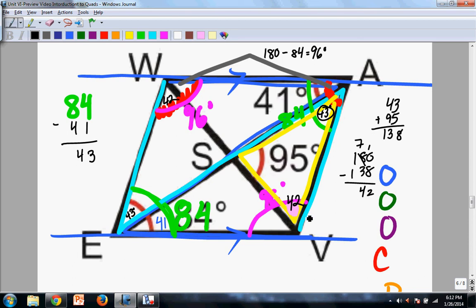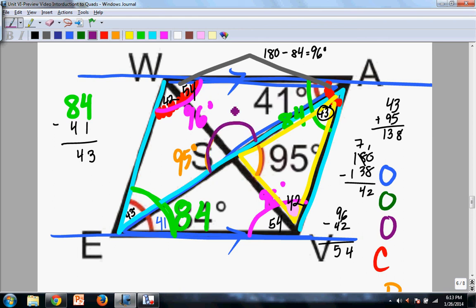Which means, armpit of the Z, this is 42. And then we have 96 minus 42. That means this right here is 54, which means up here is 54. But wait, there's more. You think you're done, but you're not, because, be really careful, there's more here. If this is 95, this is 95.